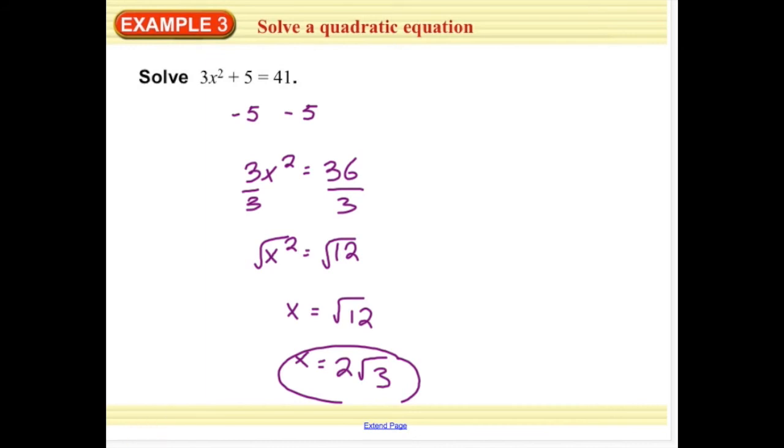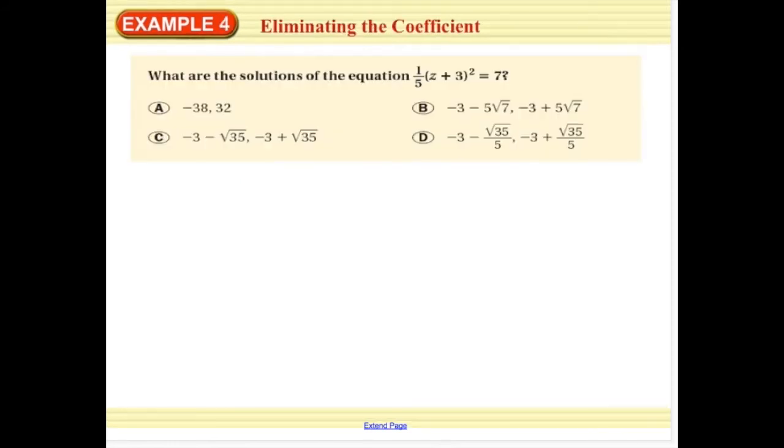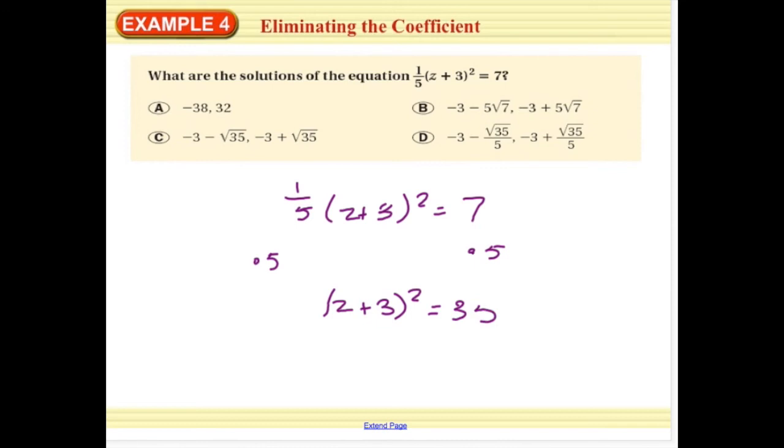So we're really breaking down these problems. The next problem we're going to solve is to write the solutions of the equation. That means they actually want us to solve for x. So I'm rewriting the example: 1/5 times z plus 3 squared equals 7. I'm going to multiply each side by 5 to get rid of that 1/5 fraction. So I get z plus 3 squared equals 35.